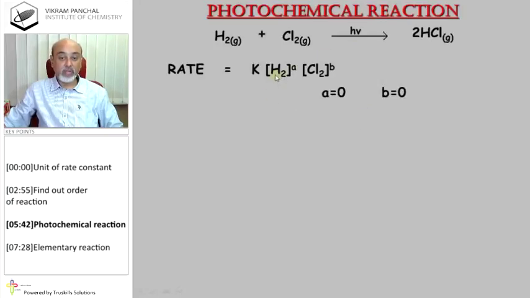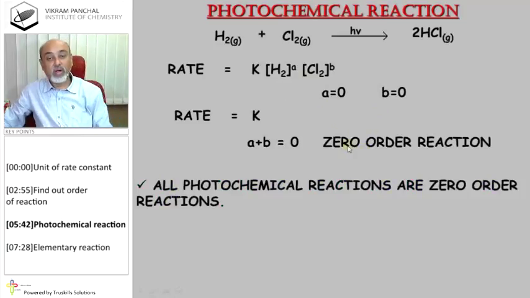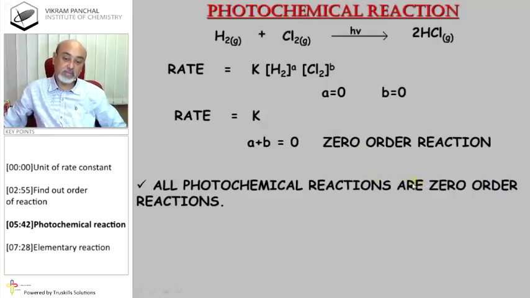So as the concentration of hydrogen cannot change the rate of reaction, the order of reaction with respect to hydrogen is 0. Concentration of chlorine cannot change the rate of reaction, therefore the order of chlorine is also 0. Therefore, rate is equal to K and a plus b is 0. It is known as a zero order reaction.